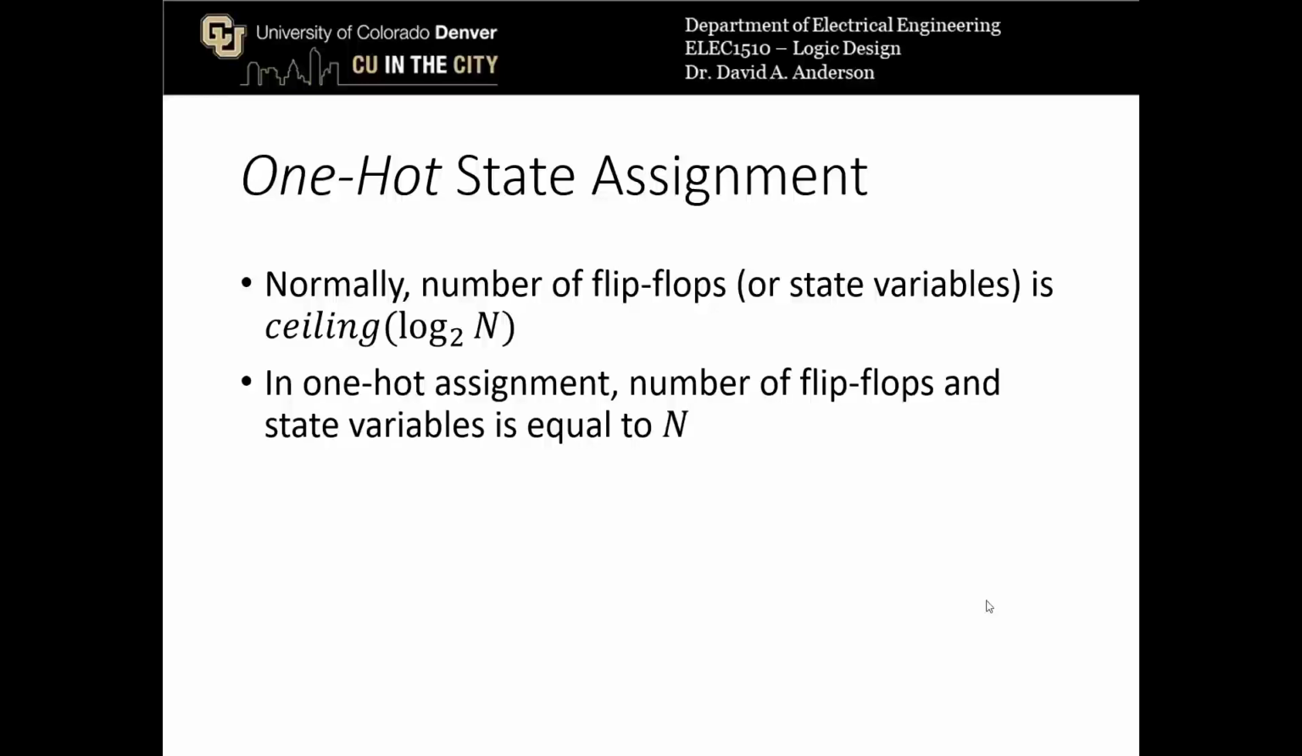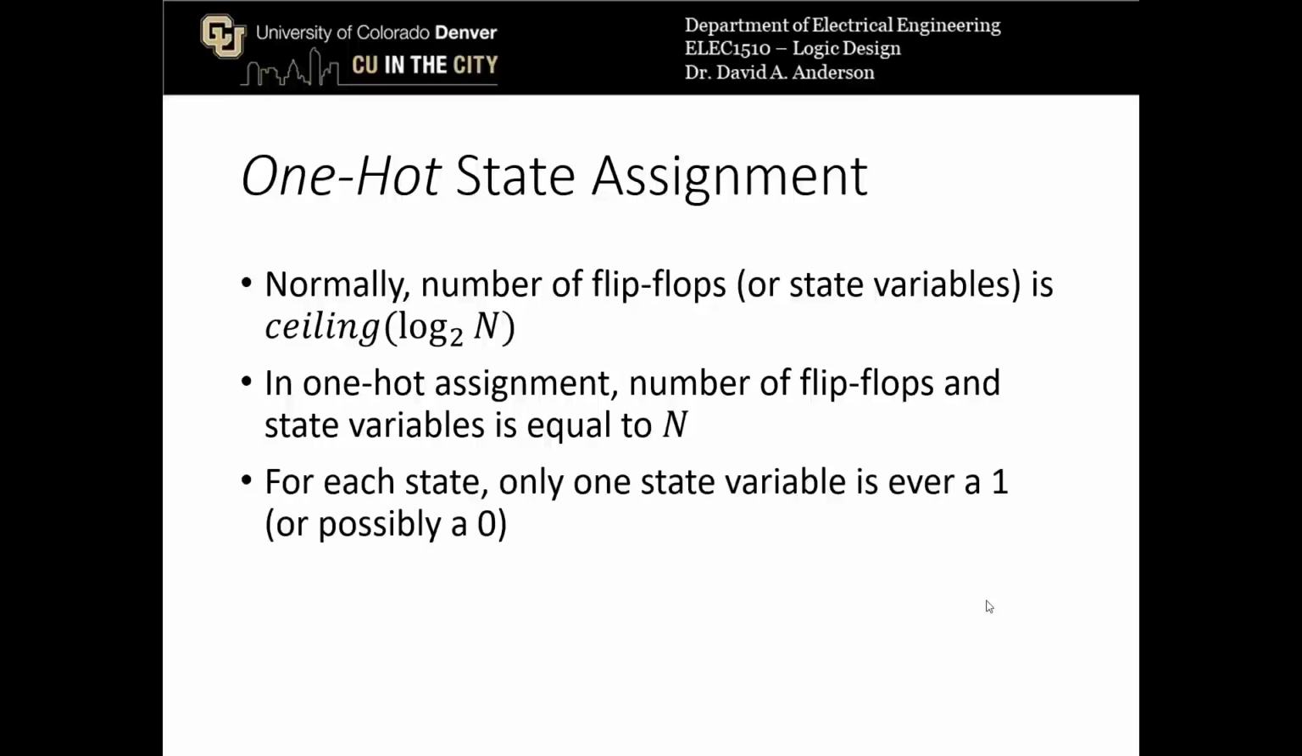In a one-hot state assignment, the number of flip-flops and state variables is actually equal to n. So that means that if you have 4 states, A, B, C, D, in a naive state assignment you would need 2 flip-flops. In a one-hot state assignment you need 4 flip-flops. For each state, only one state variable is ever a 1, or possibly a 0. That would be sort of an inverted one-hot state assignment. Now, one of the reasons why you would want to use a one-hot state assignment is because you can spend more resources on flip-flops and save resources on the logic functions that you need to implement the inputs to the flip-flops. So in some cases, you may want to do this just because it's a trade-off of efficiency.